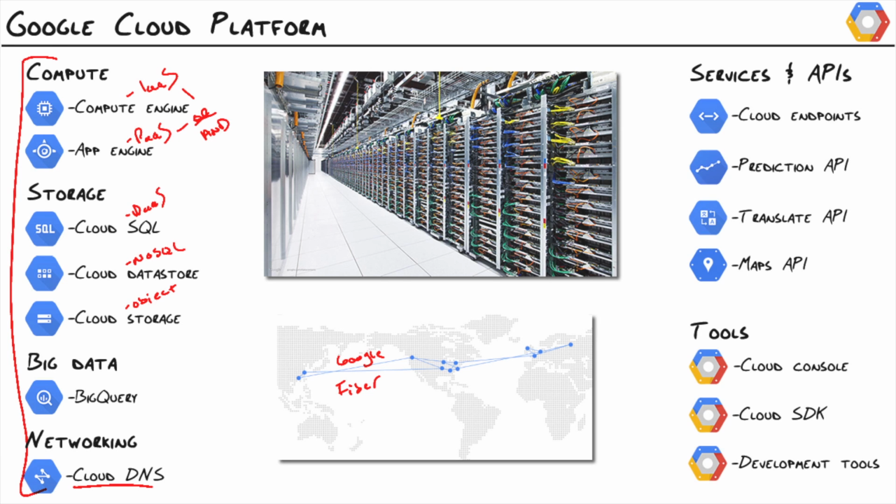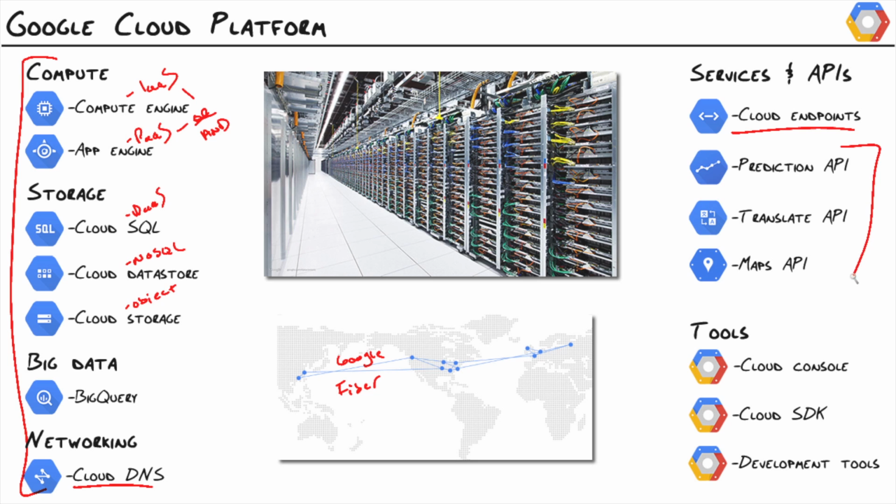I also wanted to point out a few services, APIs, and tools that we can use to interact with, manage, develop, and extend the Google Cloud Platform. So Cloud Endpoints. This is a way that we can create our own RESTful services with OAuth 2 support. And it's really just a great way to extend our App Engine architecture.